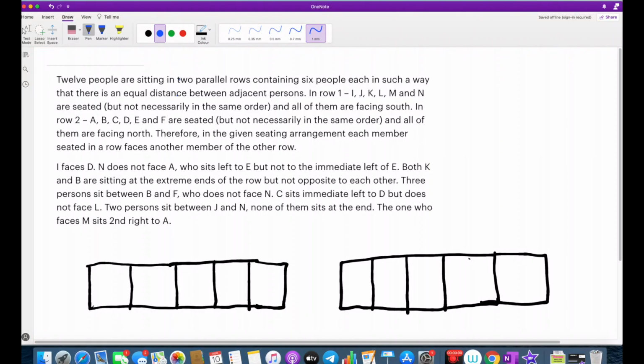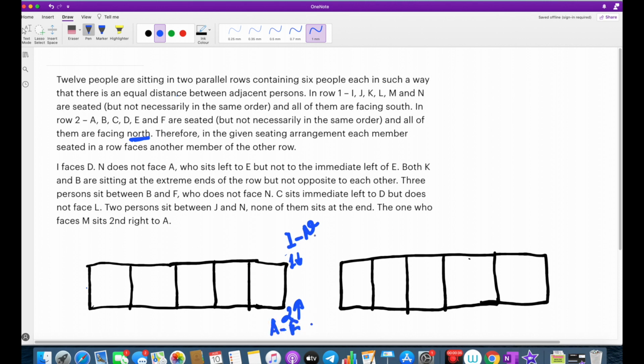Okay. This is the next question. 12 people are sitting in two parallel rows containing 6 people each in such a way that there is equal distance between adjacent persons. So 1, 2, 3, 4, 5, 6. 6 people are sitting here and 6 people down. Okay. In row 1, I, J, K, L, M and N are seated and all of them are facing south. This is row 2. All of them are facing north, A to F.